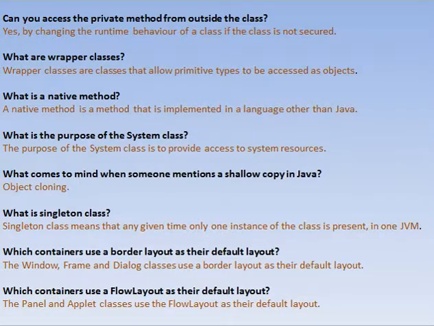What are wrapper classes? Wrapper classes are classes that allow primitive types to be accessed as objects. What is a native method? A native method is a method that is implemented in a language other than Java. What is the purpose of the System class? The purpose of the System class is to provide access to system resources.